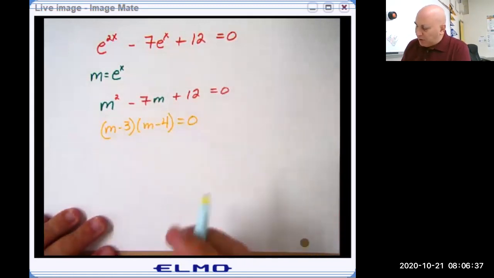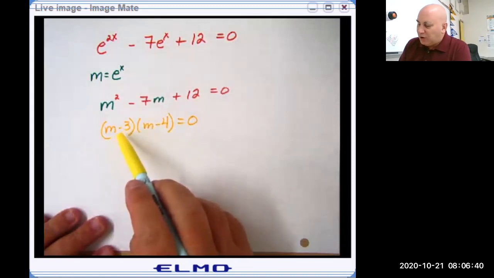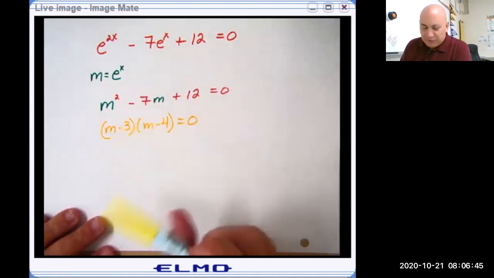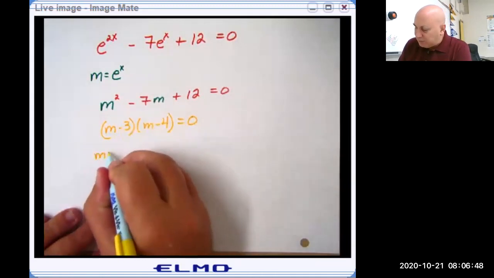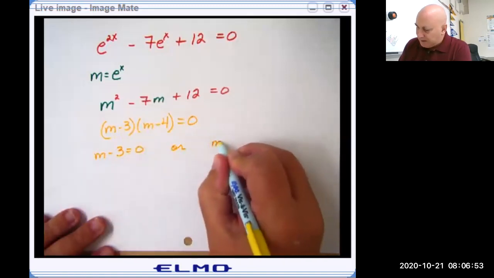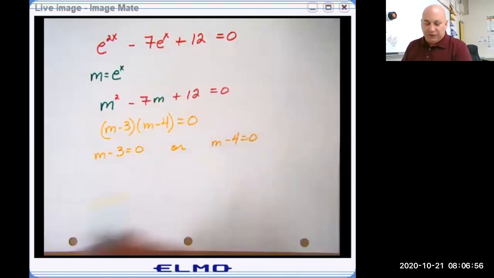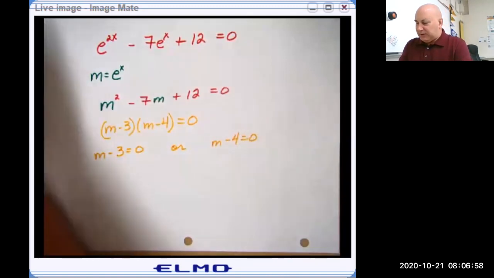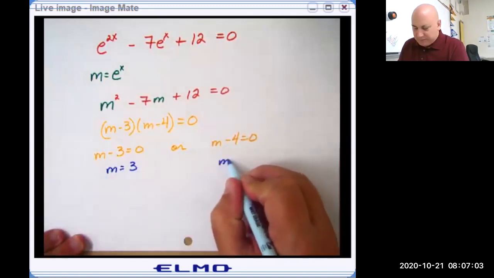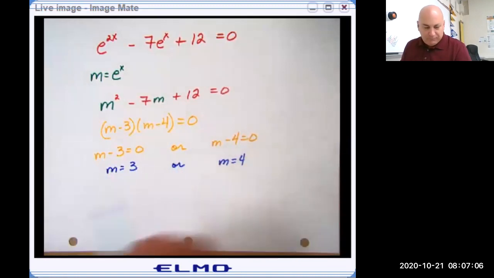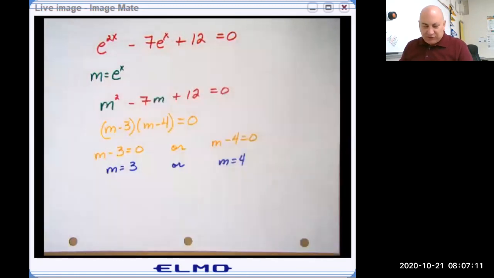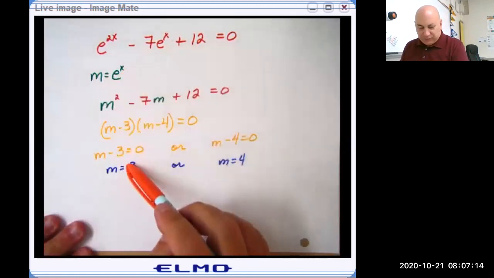And we can use the zero product property that says when you have two numbers being multiplied to give you 0, one or both of those numbers has to be 0. So either m minus 3 equals 0 or m minus 4 equals 0. That makes these pretty easy to solve. M equals 3 or m equals 4. Well, the problem doesn't have any m's in it. It's got x's. So now we need to go back and do our substitution again.